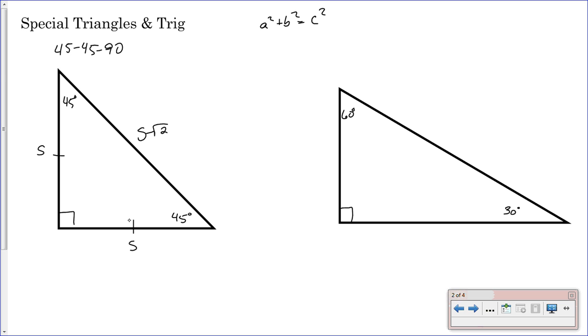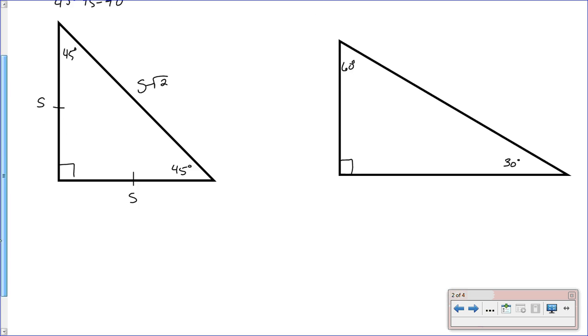And if you have one side length, you have both of these leg lengths here. So as long as you have the length of a leg, take that side, multiply by the square root of 2, and you have the hypotenuse. To go the other way, you're going to want to take the hypotenuse and divide it by the square root of 2. Let's look at an example.